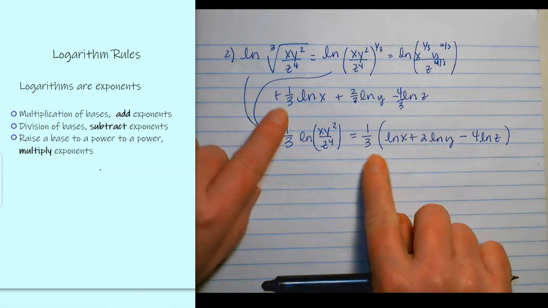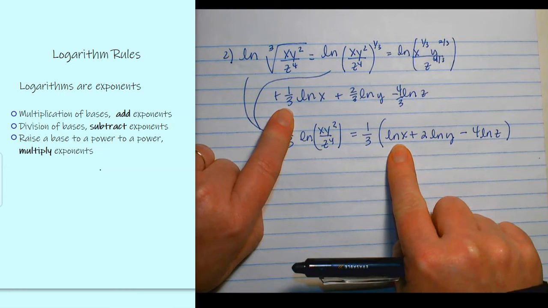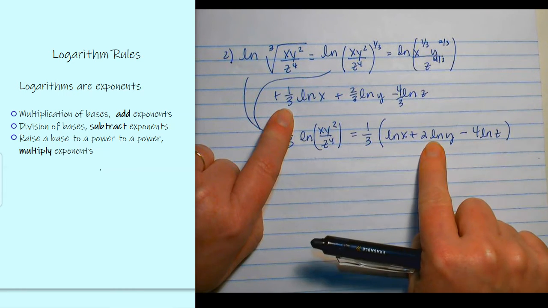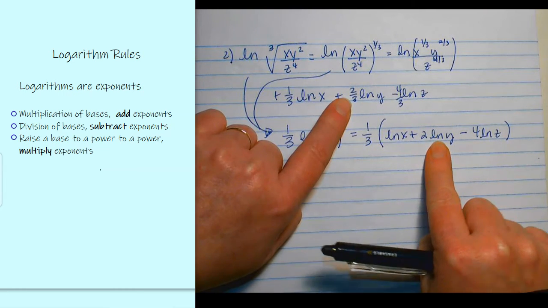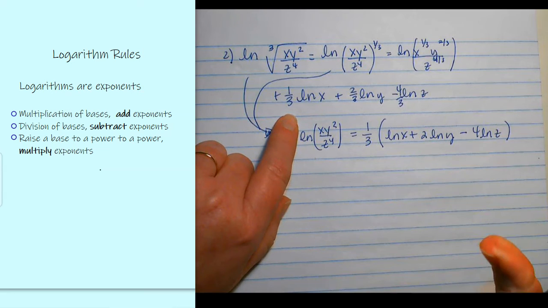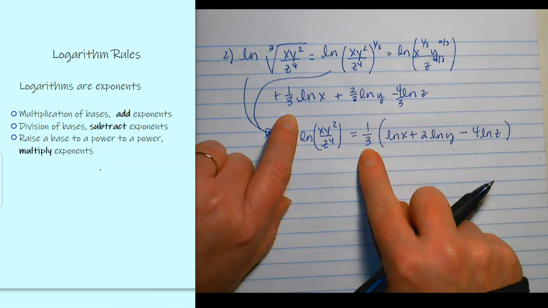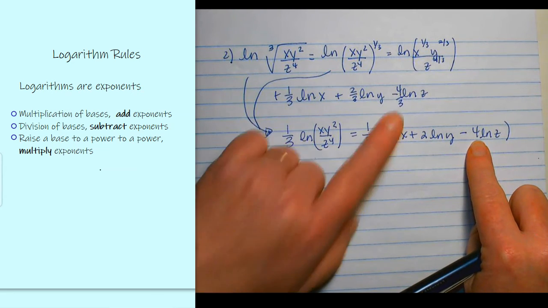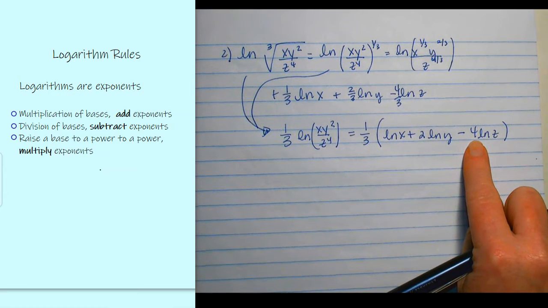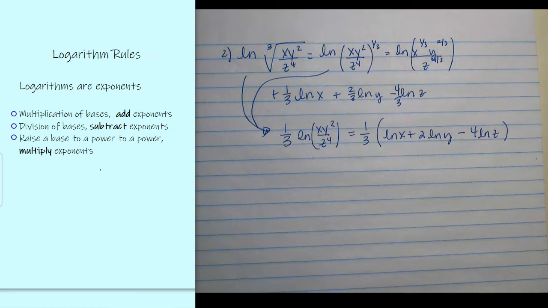We would still get 1/3 natural log of x. And then we'd have 1/3 times 2 is 2/3 the natural log of y. 1/3 times -4 is -4/3 natural log of z. So they're both equivalent. Either answer is correct.